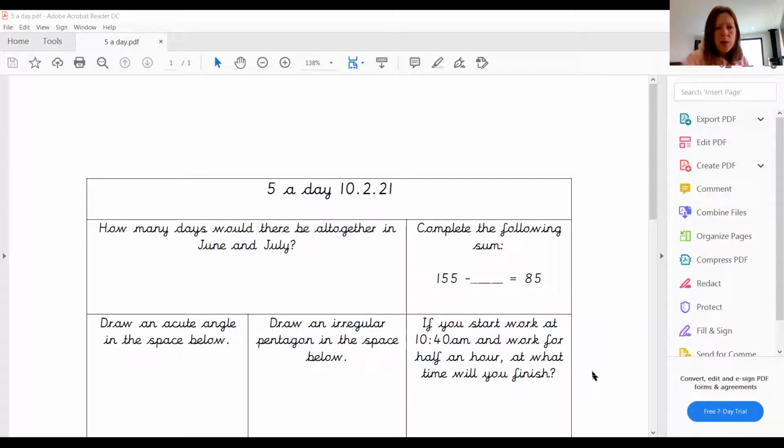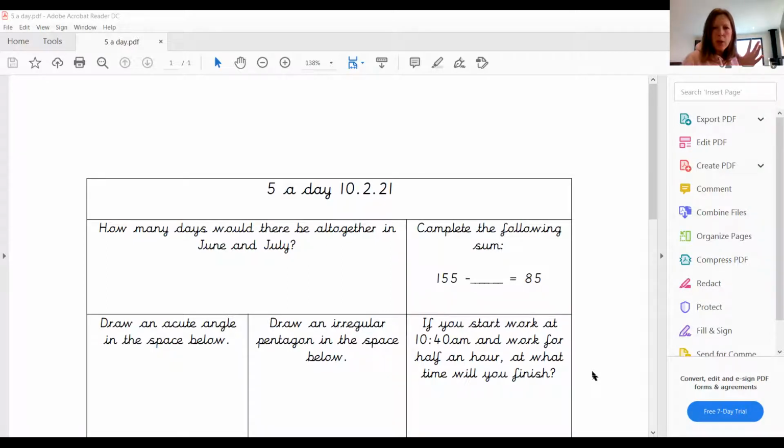So the first question then is, how many days would there be altogether in June and July? So if we had June and July, how many days would that be? One of our things that we need to try and learn when we are in Year 3 is the number of days there are in each month. And I know we've looked at a poem to help us to remind us of that. So if we can try and get into the habit of using that poem and thinking about the numbers in each month, then we should be able to work out questions like this here.